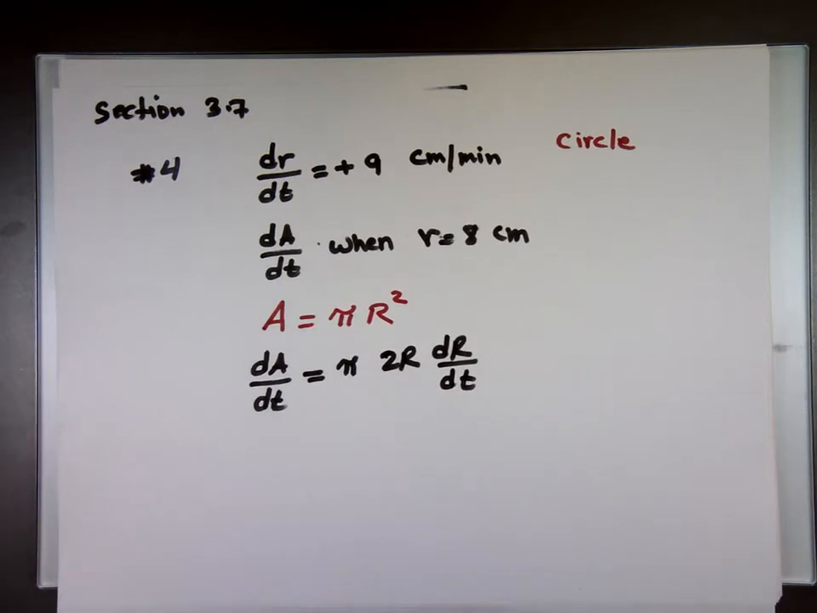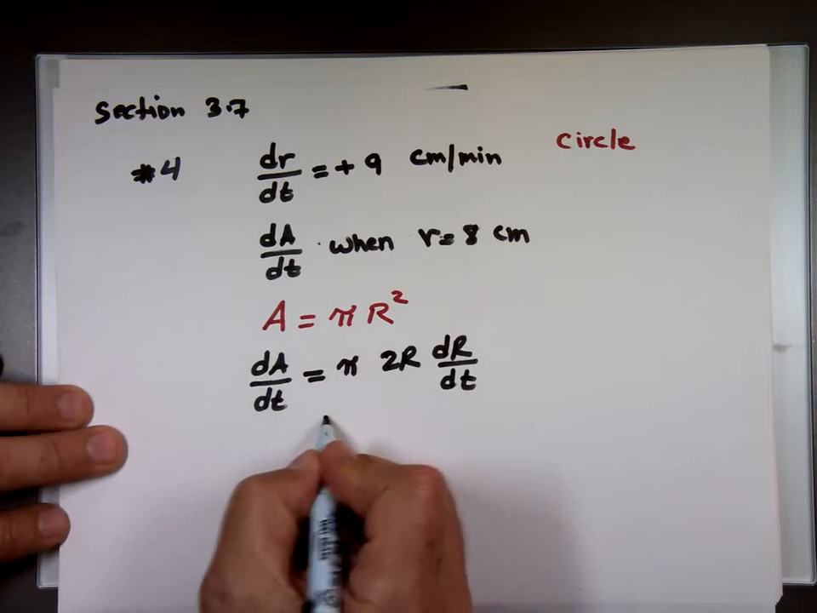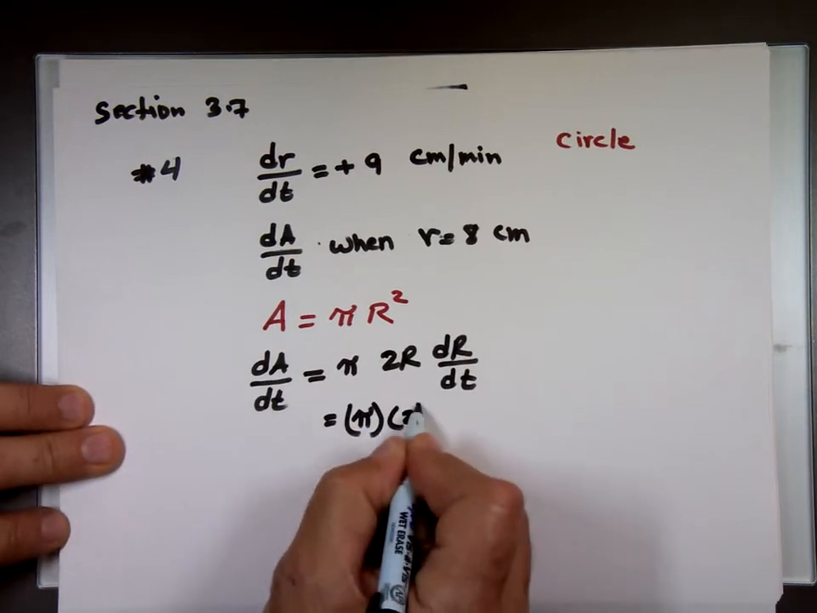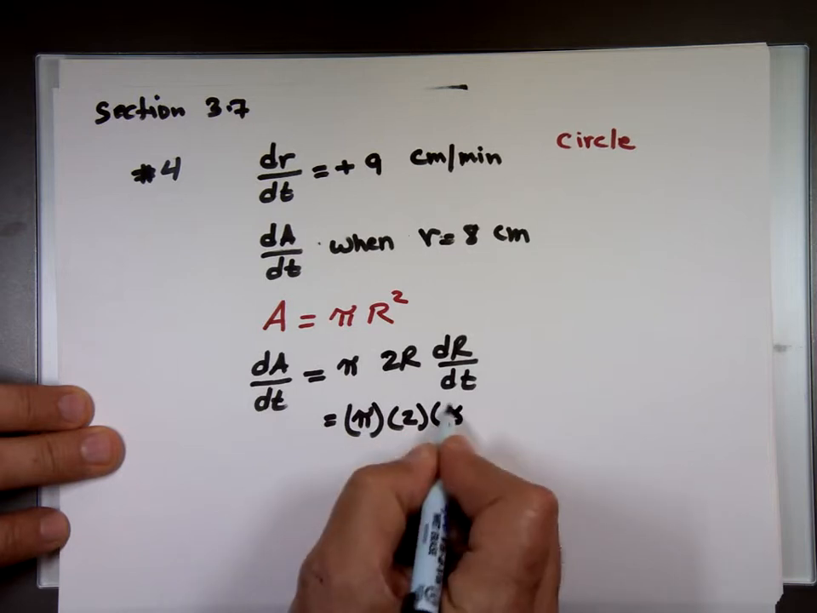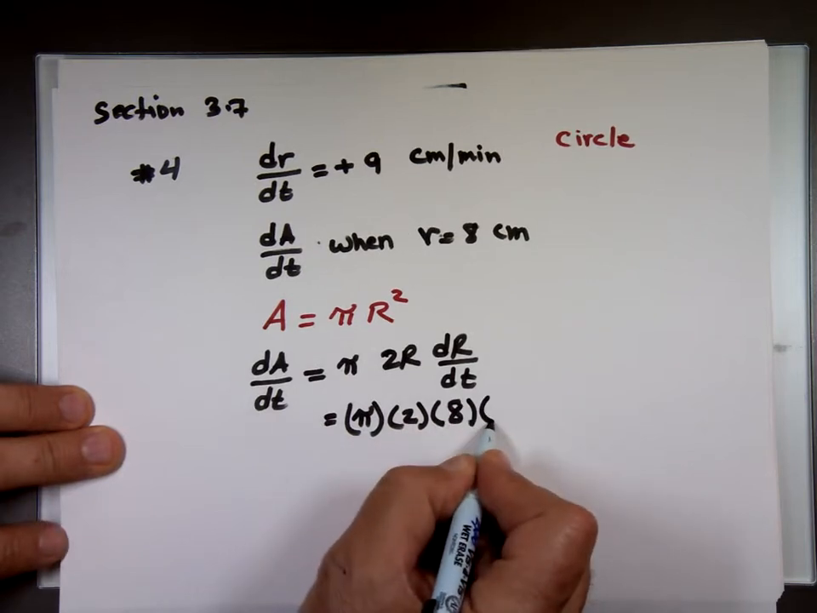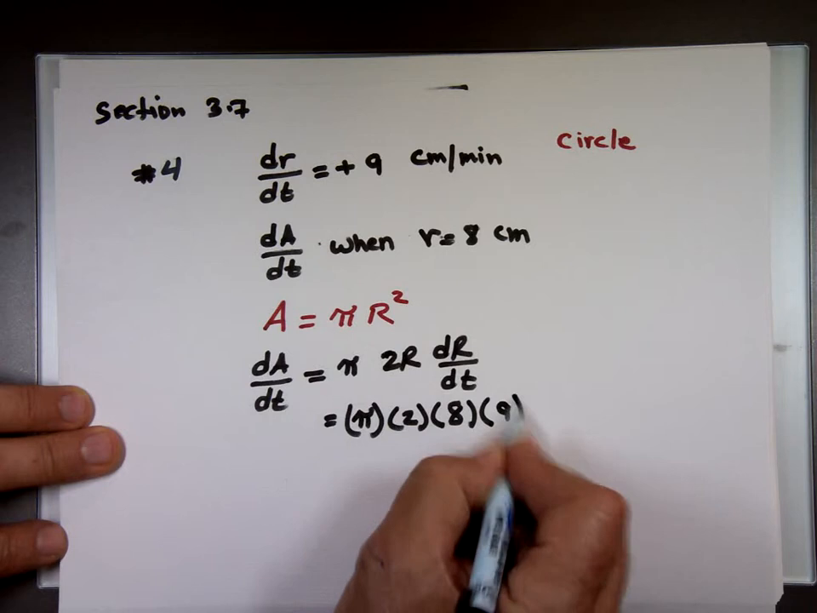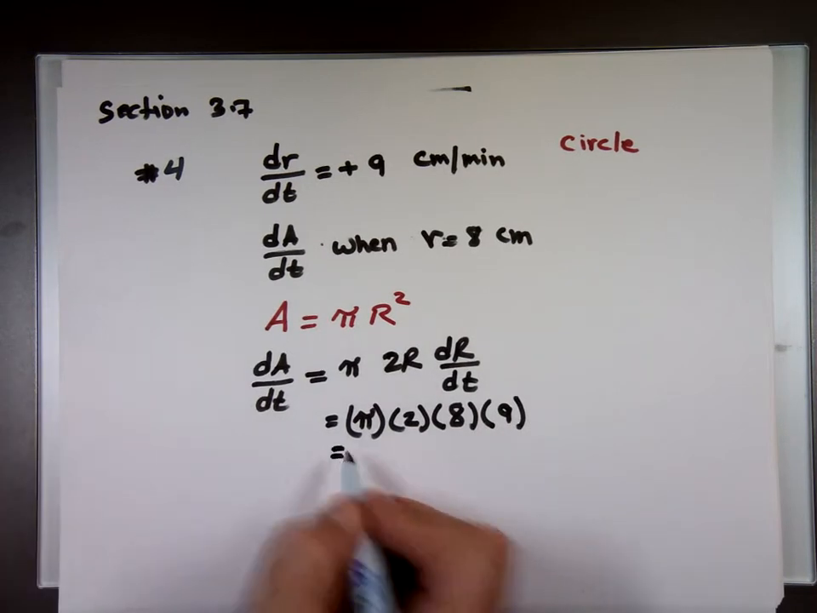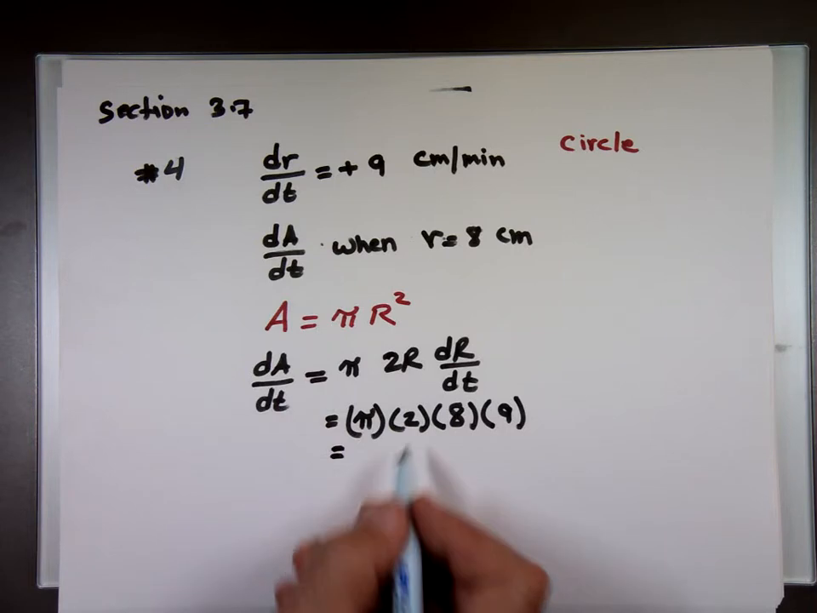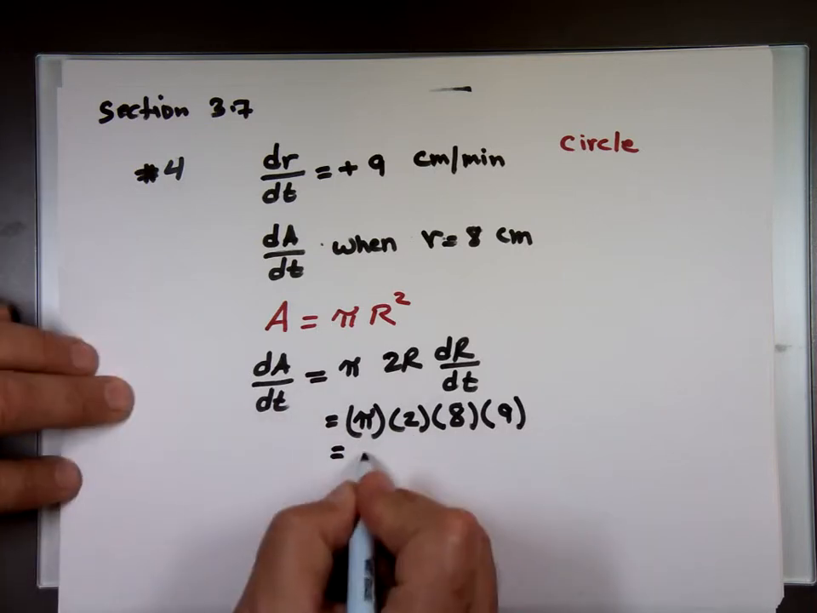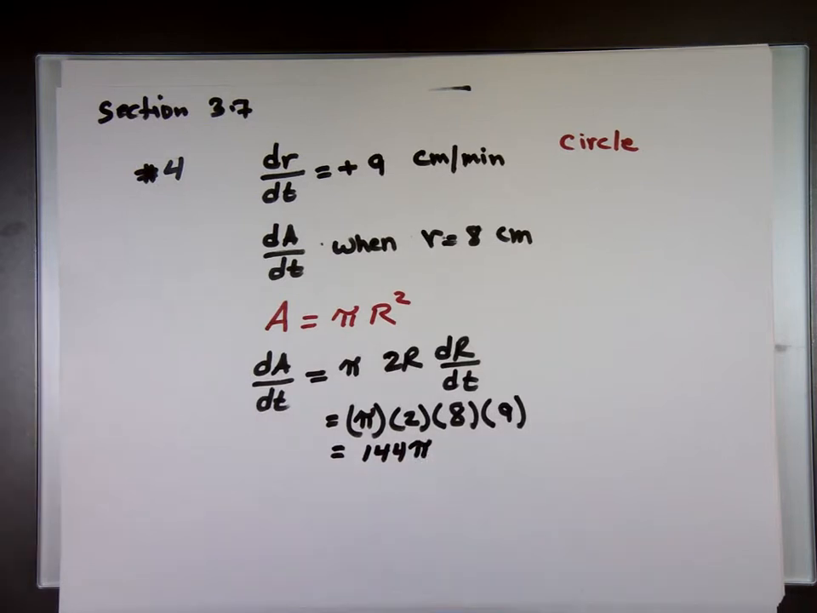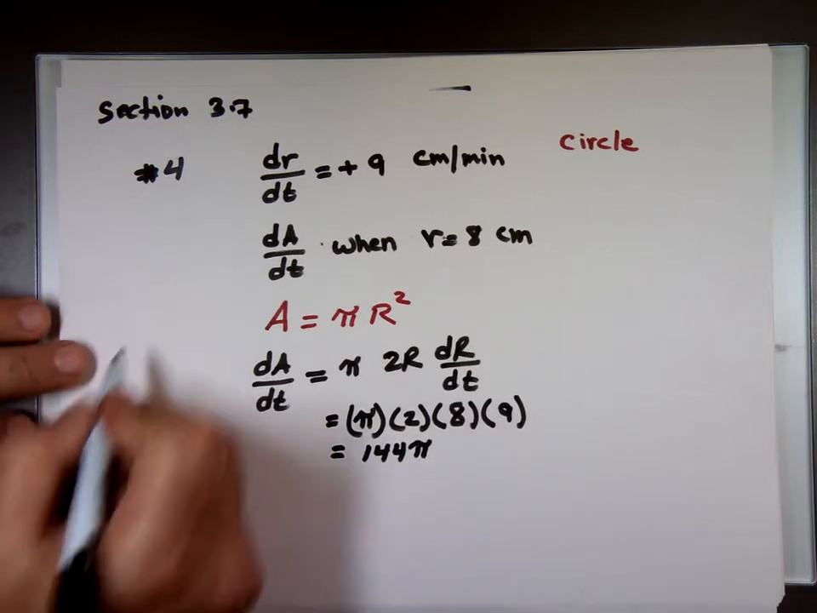And plug in what you know now. What's the rate of change? There's the pi times 2 times r. What's r? 8. And what's dr/dt? 9. Do the math. 9 times 8 times 2, 144 pi. They probably want you to leave it in terms of pi. Yep. That's part A.